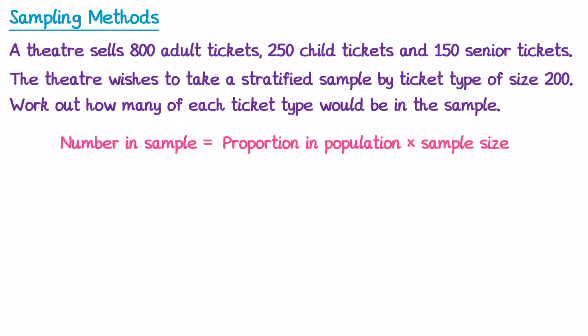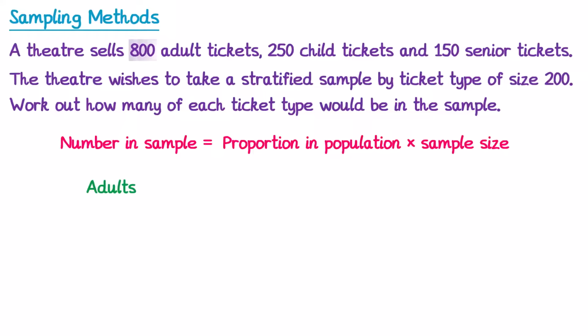To do this, we use the following formula. The number in the sample will be the proportion in the population multiplied by the sample size. We'll do this for each of the types of tickets, and we'll start with adult tickets. So using this formula, the number of adult tickets in the sample will be the proportion of adult tickets in the population multiplied by the sample size.